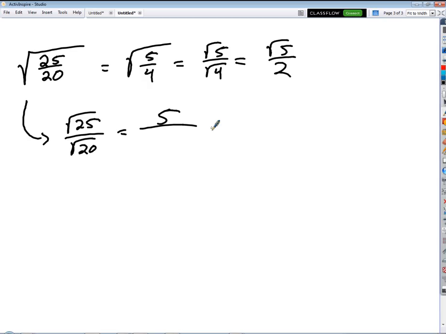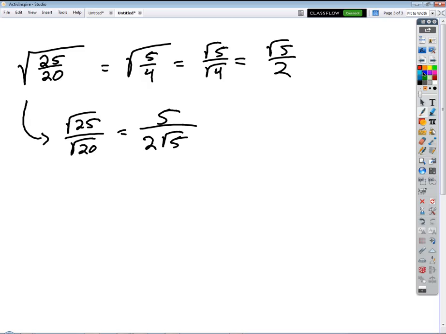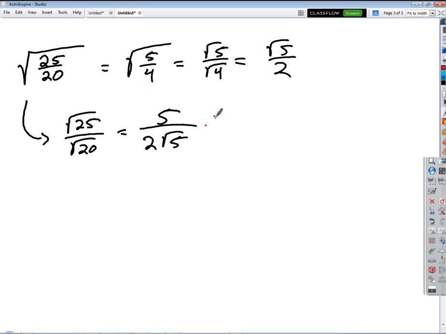Square root of 20 simplifies to what? Square root of 4 times square root of 5. Square root of 4 is 2. Right? Okay, now what? We can't leave that square root on the bottom. We can't have a radical on the bottom, right? So we have to multiply top and bottom by. Square root of 5 over square root of 5? Yeah. Okay.